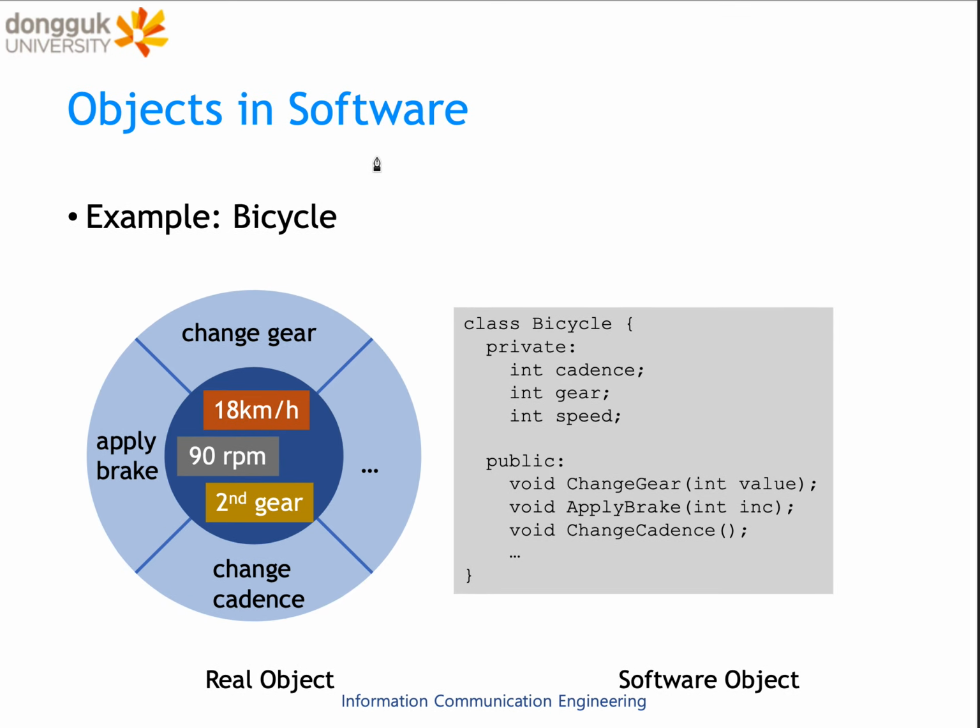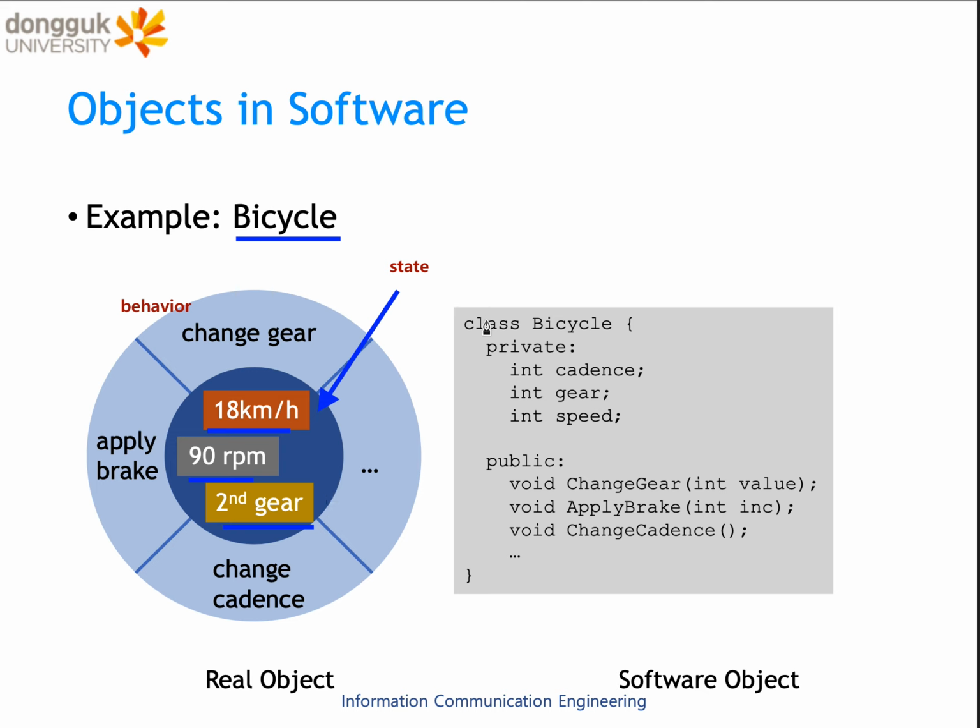So for the object in software, in the bicycle example, it has state like current speed, cadence, gear level. That is state. And change gear, apply brake, change cadence will be behavior. So this is a real object.